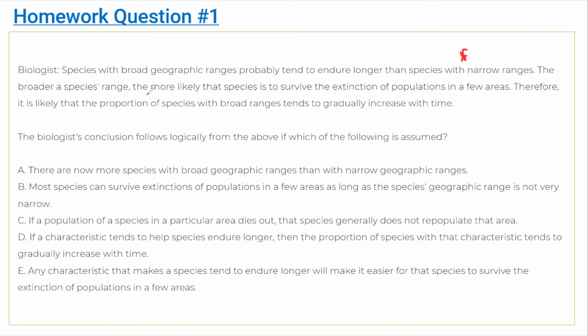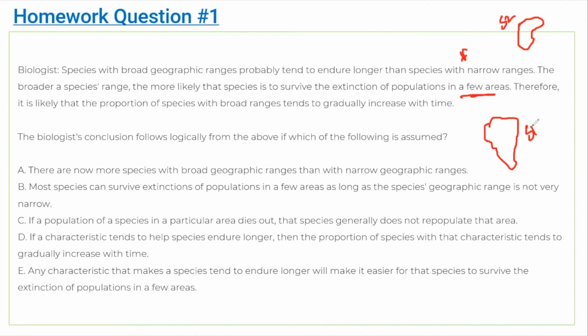So that's clearly a fact. The broader a species range, the more likely that species is to survive the extinction of populations in a few areas. So let's actually simplify that. So let's say broad range. Now let's imagine that there is a particular species and the range of the species is entire Africa. Okay, all of Africa is this species range. On the other hand, let's consider a smaller continent. Let's talk about, let's say, Australia. So species 2 is in Australia. The range is Australia. Species 1 range is Africa. Obviously, species 1 has a broader range, species 2 has a narrower range.